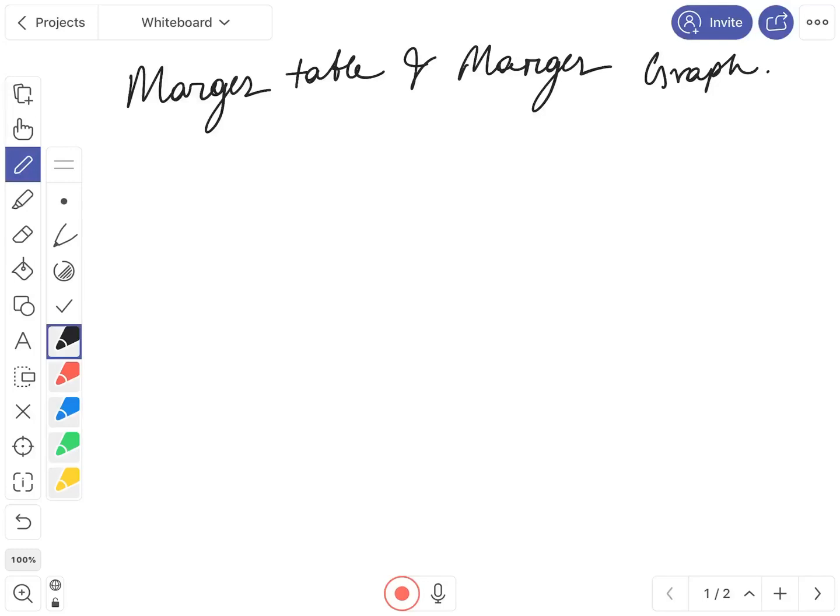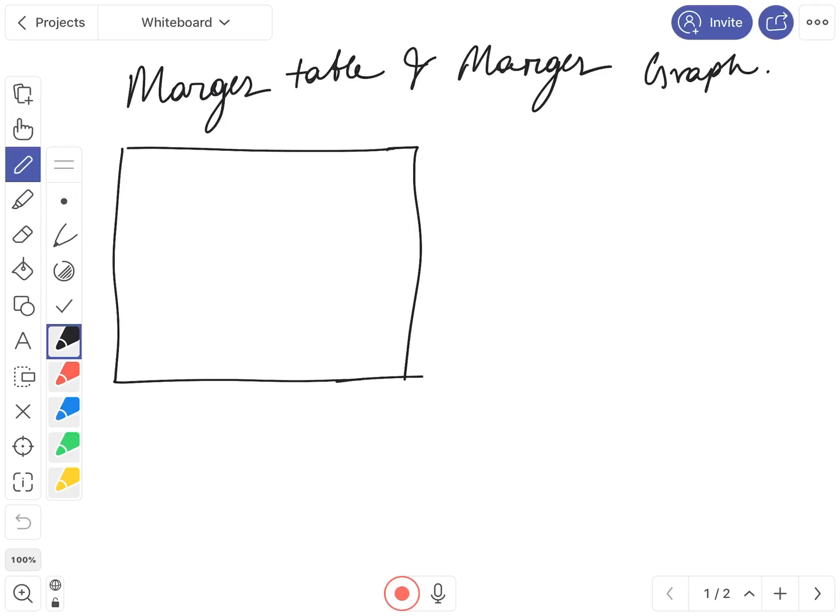Hello, in this lecture we will discuss more elaborately the merger table and merger graph, and how this table and graph will help us to solve, or rather, specifically, reduce the number of states in an incompletely specified machine. So let us solve some more problems. In the last lecture I gave one example.